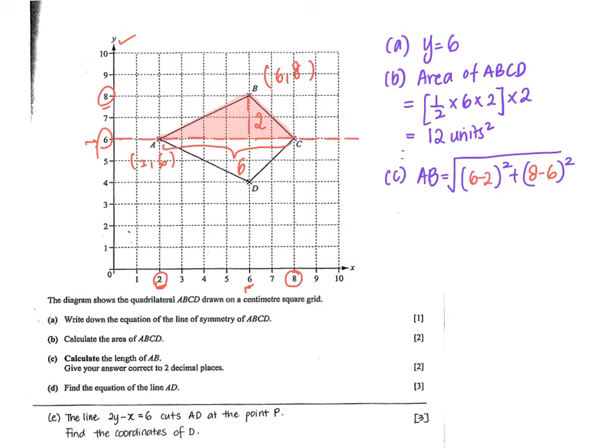And they tell us to give the answer correct to 2 decimal places. So I should key everything like this into the calculator. And now it rounded off to 4.47 units.